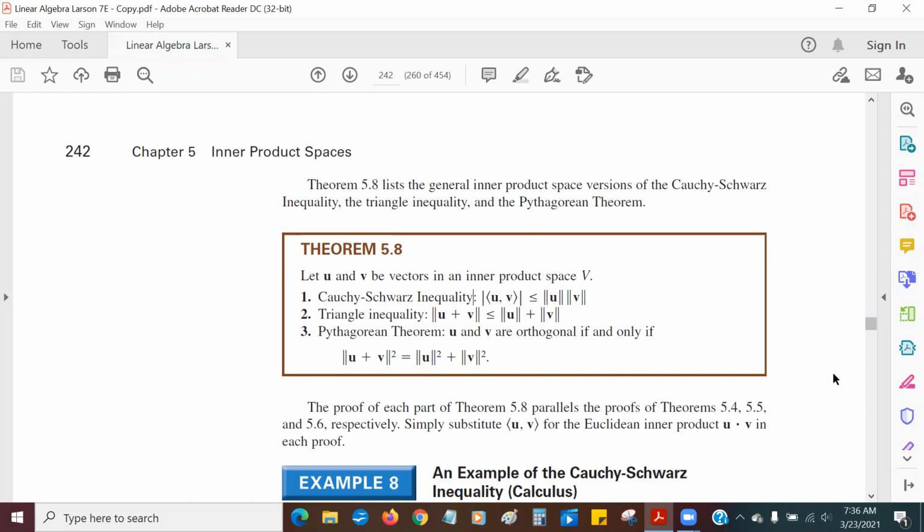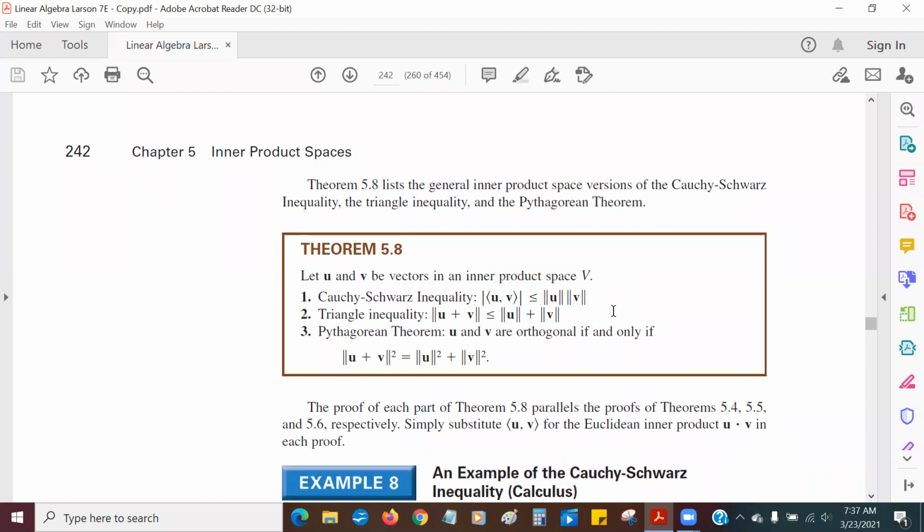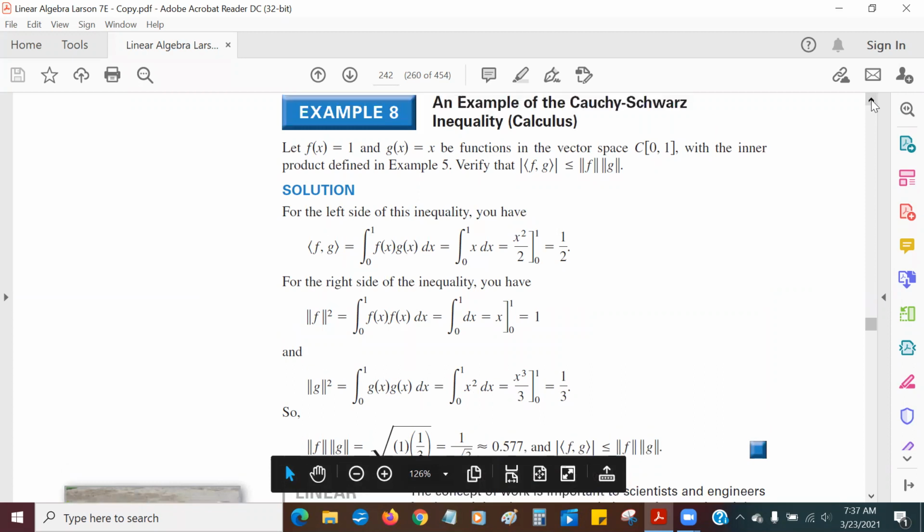Well, let's look at an example of the Cauchy-Schwarz inequality. How about from a fun topic that we love so much? What do we call that again? Calculus. It's been a while. I know you all took calculus because, well, I just know it.